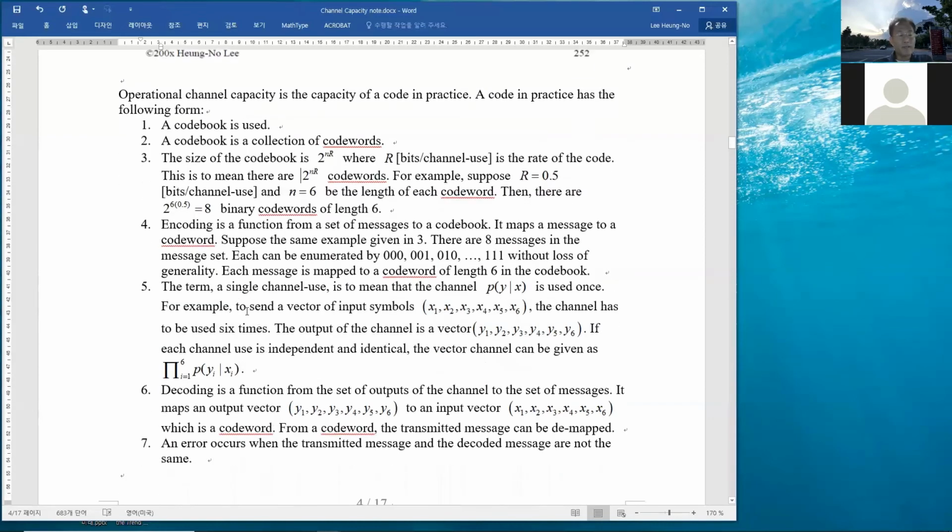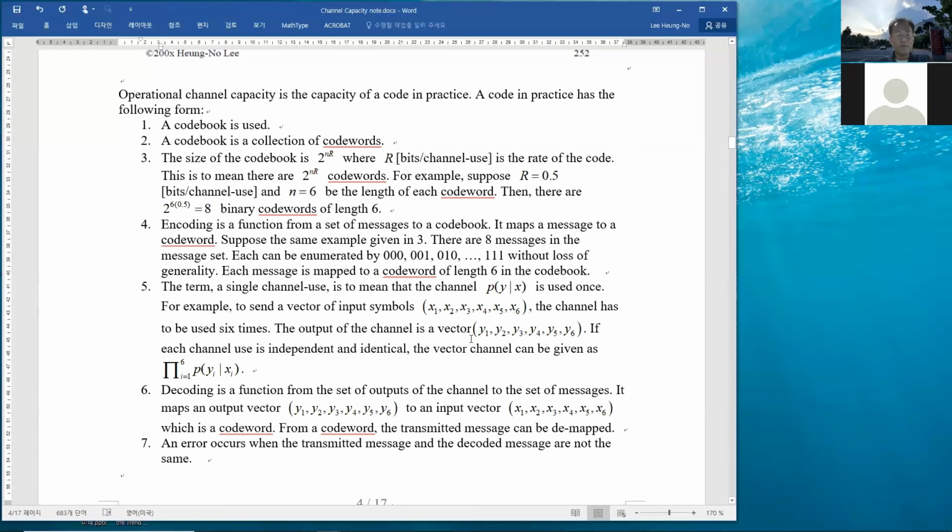The term single channel use means that the channel is used once. In order to send a length 6 vector like this, you have to use the channel 6 times, and then you obtain a received vector. If the channel uses are independent and identical, which is memoryless, then the vector channel can be given as the product of each marginal conditional probability.